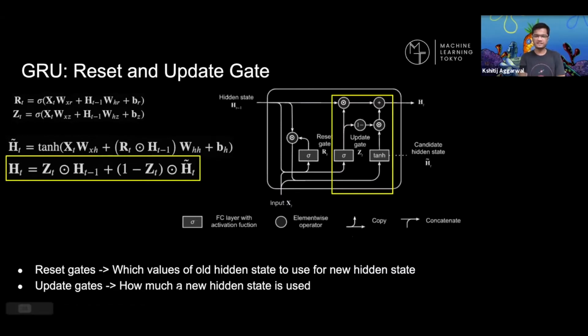The update gate decides how much of a new hidden state is used. So let's see what I mean by that. If we follow this path, after this tanh, we calculate a candidate hidden state. This is what I was showing in the previous slide. So this is my candidate hidden state, or my new hidden state. After that, we use the output of the update gate to decide how much the new hidden state will be used and how much the previous hidden state will be used. So there are two small things here. One is the reset gate decides how much the previous hidden state would influence the new hidden state, and the update gate decides how much the new hidden state will be used.